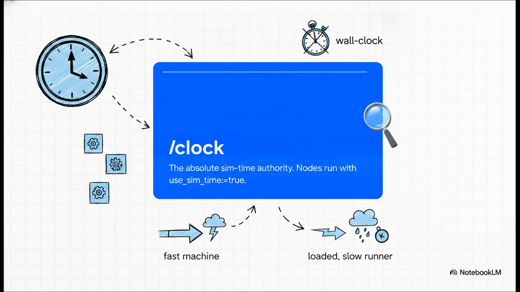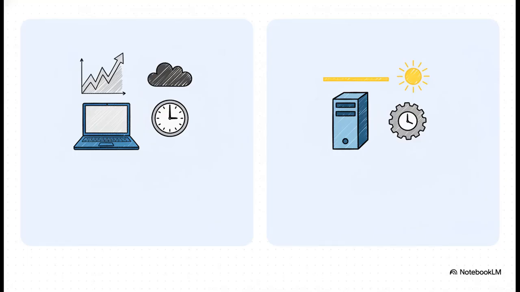Got a beefy machine? You'll process 100 Hz of sim time per 100 Hz of wall time. Stuck on a slow, loaded CI runner, it is still exactly 100 Hz of sim time, it just gets delivered a little slower. This is a total game changer when you compare a dev laptop to a shared CI runner.